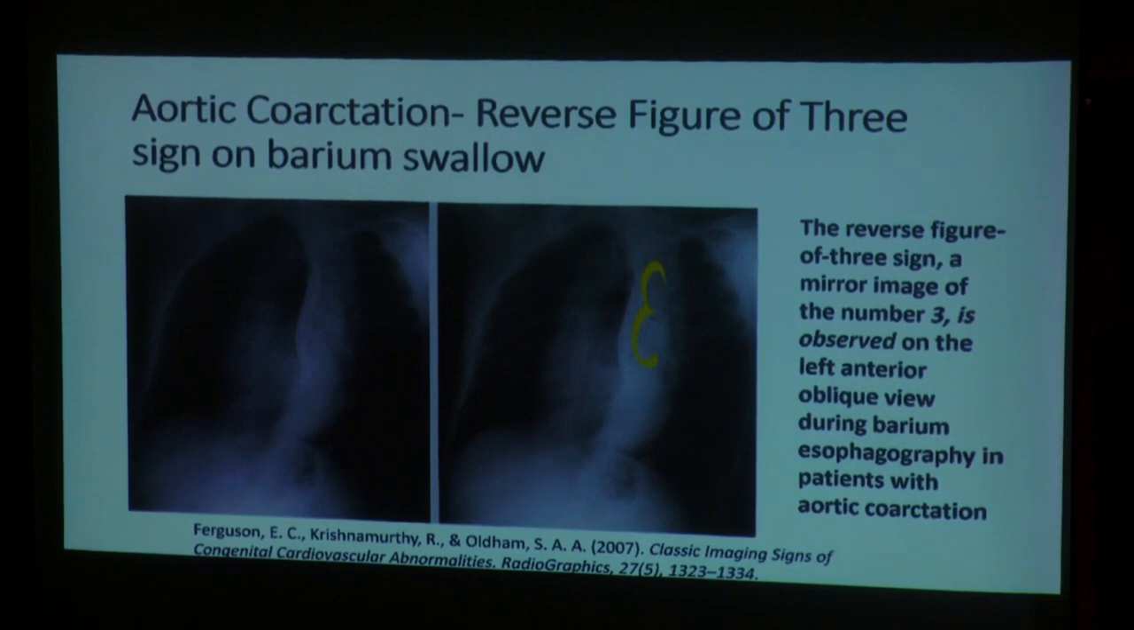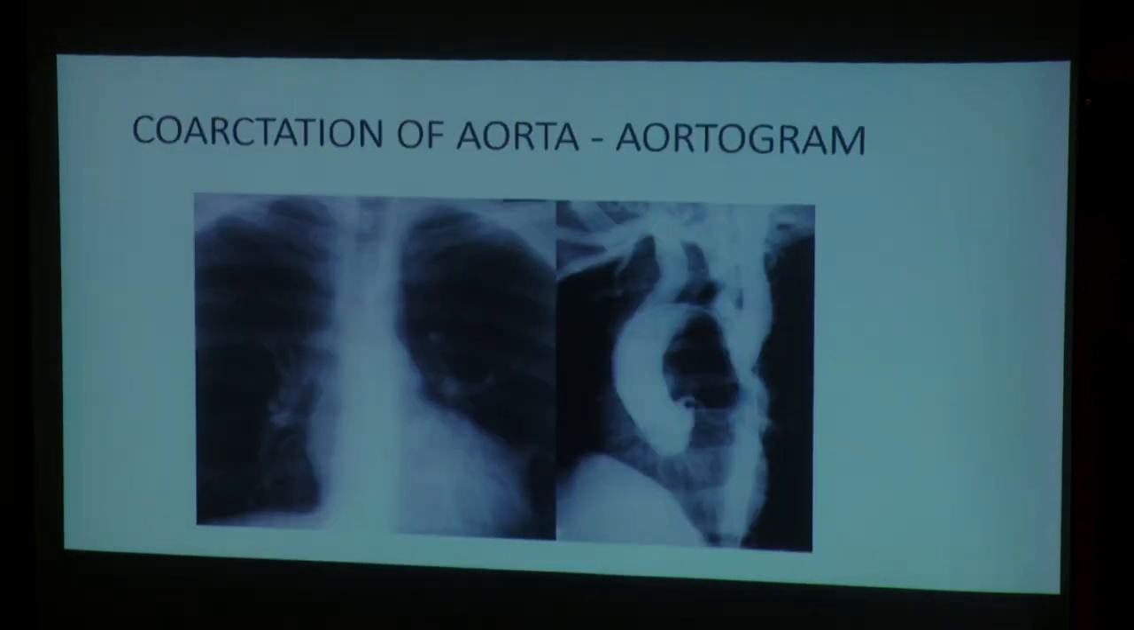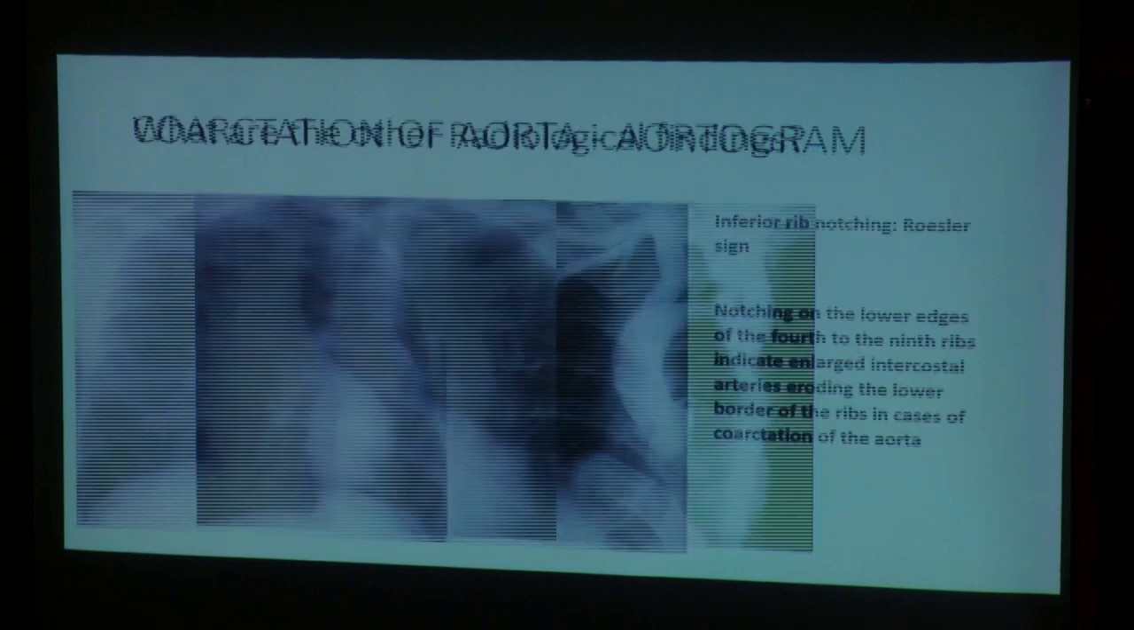The indentation caused by the aortic coarctation is seen indenting on the barium column and producing a reverse figure of 3. And on the aortogram, you see again a nice coarcted segment. It's a focal coarctation with a pre-stenotic and post-stenotic dilatation.